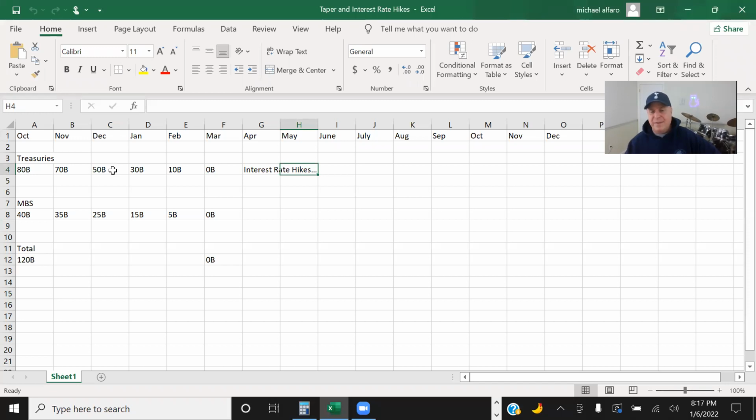But then this meeting came, they said that we were going to double the taper, right? So they said, okay, well, we're at 70 and 35, we're going to double it. So now we're going to be, after buying back instead of 10 and 5, 20 and 10, we're going to be at 50 and 25. In January, we'll be at 30 and 15. In February, we'll be at 10 and 5. And in March, it'll be over.